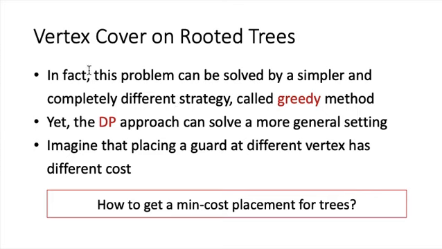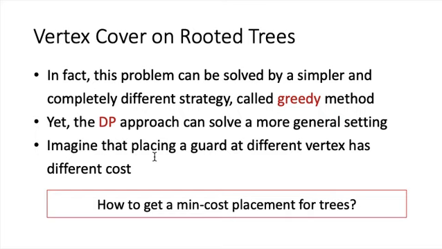Now, in fact, for the vertex cover problem on rooted trees, there is a different algorithm which is simpler that allows us to solve the problem also in linear time. This method is called the greedy method, and we will talk about this later after we have finished our discussion on dynamic programming. However, the dynamic programming approach can help us to solve a more general setting. So what does that mean?